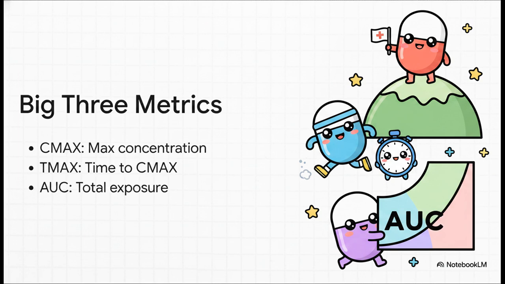To measure that effective dose, pharmacologists rely on what we call the big 3 metrics. They need to know how high the concentration gets, how fast it gets there, and the total exposure over the entire trip. Cmax is your absolute peak concentration. Tmax is the exact time it takes to hit that peak. And AUC, that stands for area under the curve, and it represents your total overall drug exposure integrated over time.